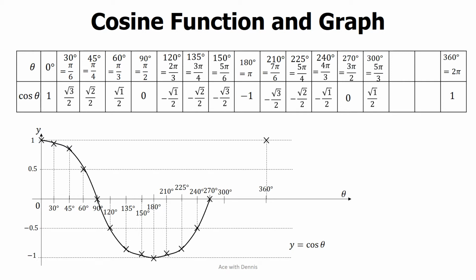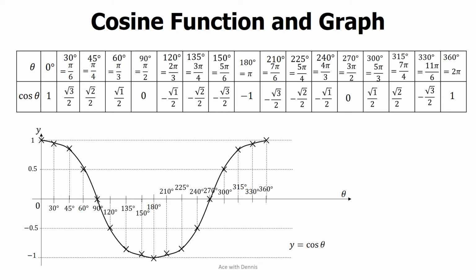Right, now move on to the third quadrant. Right, theta is 210 degrees, which equals 7 pi over 6. So this is 210 degrees. And cosine 210 degrees is negative root 3 over 2. So we plot on the graph, this is the point. Cosine 225 degrees, or 5 pi over 4. So this is the angle 225 degrees. So cosine 225 degrees is negative root 2 over 2, which is this point.